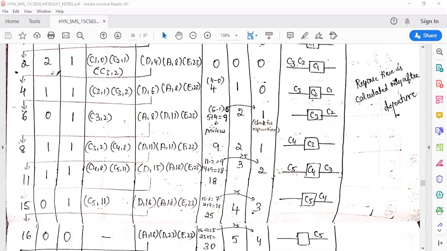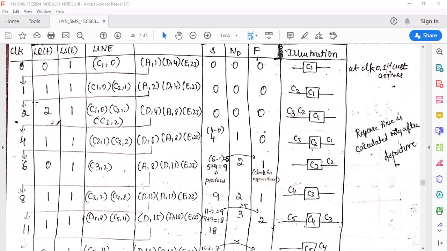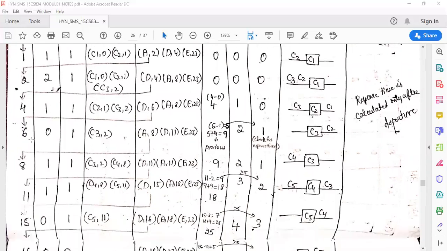Now calculate the response time. What is the response time? The response time of the second customer is the departure time minus the arrival time. Departure is at 6. What is the arrival time? He came at 1. So the arrival time of the second customer is 1 and departure is 6. So 6 minus 1 is 5. So 5 is the response time of the second customer. This 5 you have to add to the previous value. So 5 plus 4 is 9. So I will get the total response time as 9.